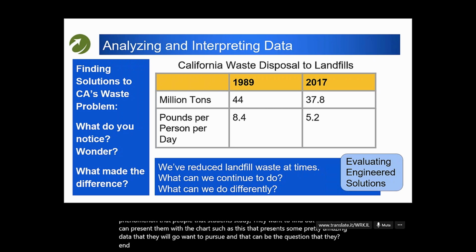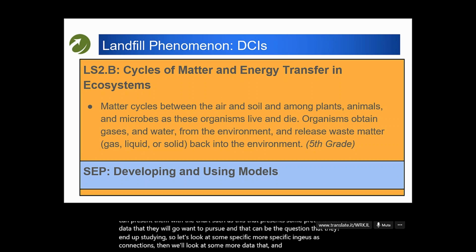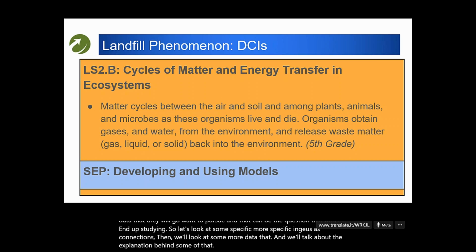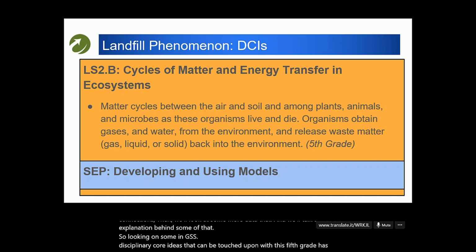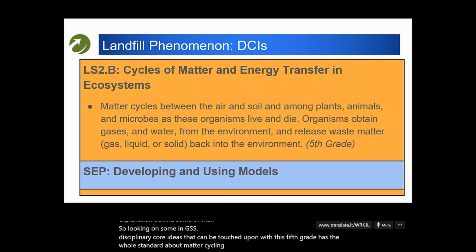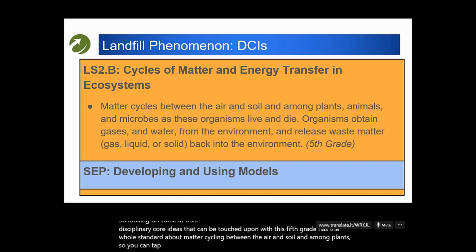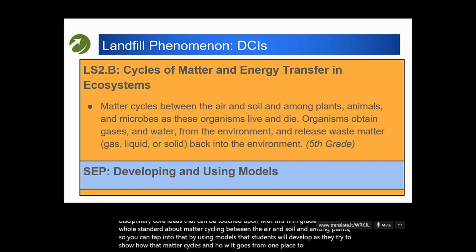So let's look at some more specific NGSS connections, then we'll look at some more data and we'll talk about the explanation behind some of that. So looking at some NGSS disciplinary core ideas that can be touched upon with this, fifth grade has a whole standard about matter cycling between the air and soil and among plants. So you can tap into that by using models that students will develop as they try to show how that matter cycles and how it goes from one place to another. And they can use the waste as part of that.